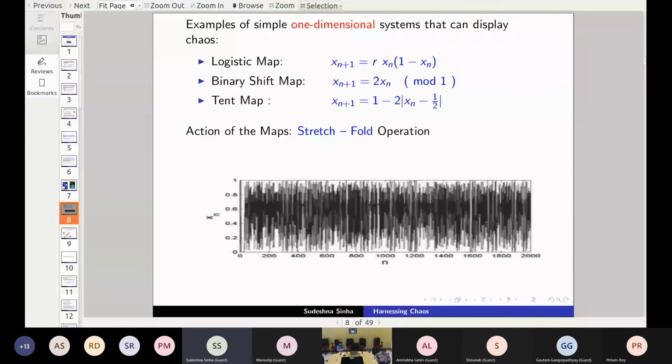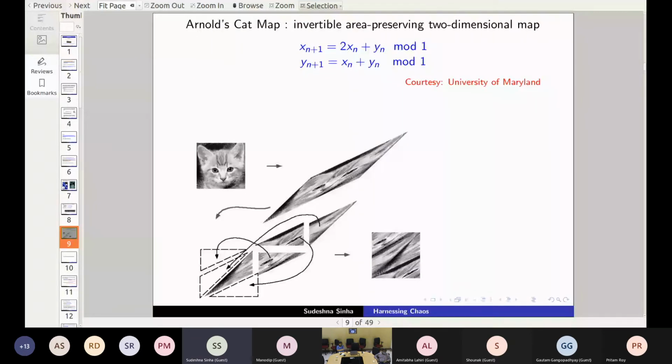And here is the second one I thought I'd show. This is a 2D map. Again, very simple because x is just 2x plus y and y is just x plus y. Again, mod. So the mod operation, whatever stretch there is, it cuts and pastes it back into the box. So it takes it, cuts it up, and folds it back into the box. So here is the operation. This is just one iterate.